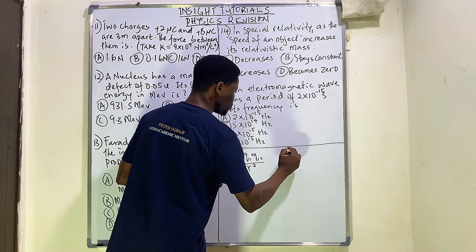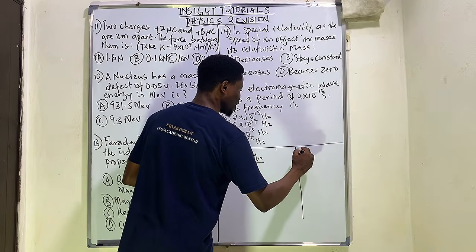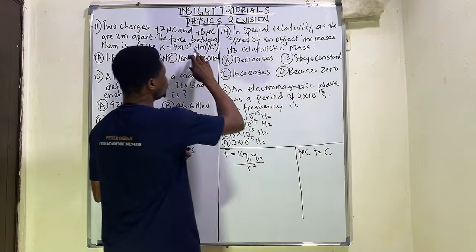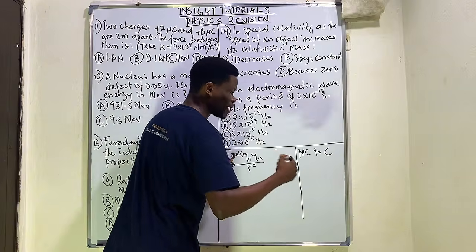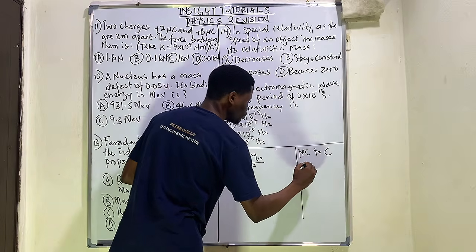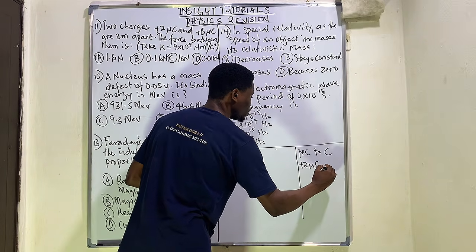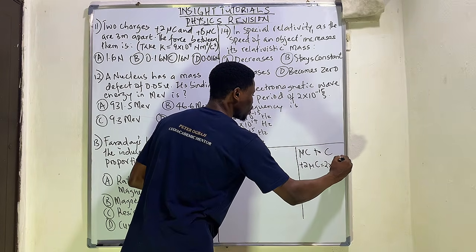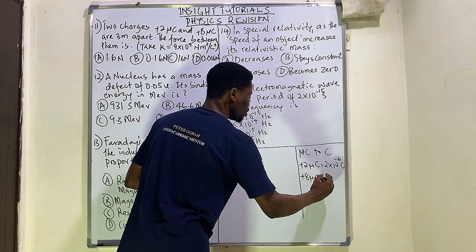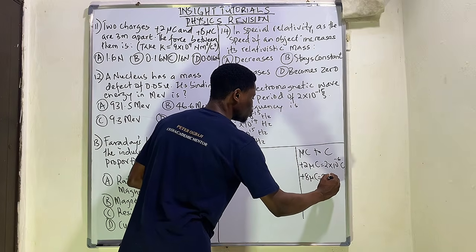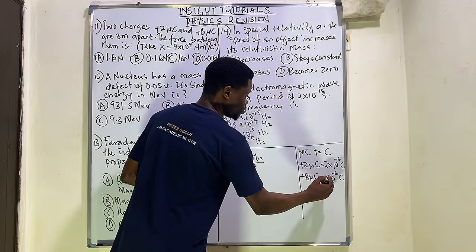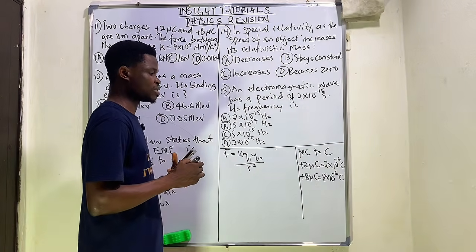To convert from microcoulomb to coulomb, you simply multiply the given value by 10 raised to the power of -6. So plus 2 microcoulomb equals 2 times 10 raised to the power of -6 coulomb. For plus 8 microcoulomb, it will be 8 times 10 raised to the power of -6 coulomb.